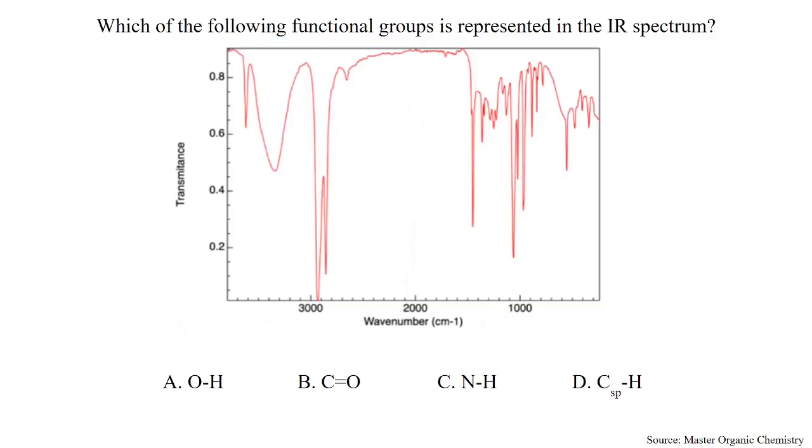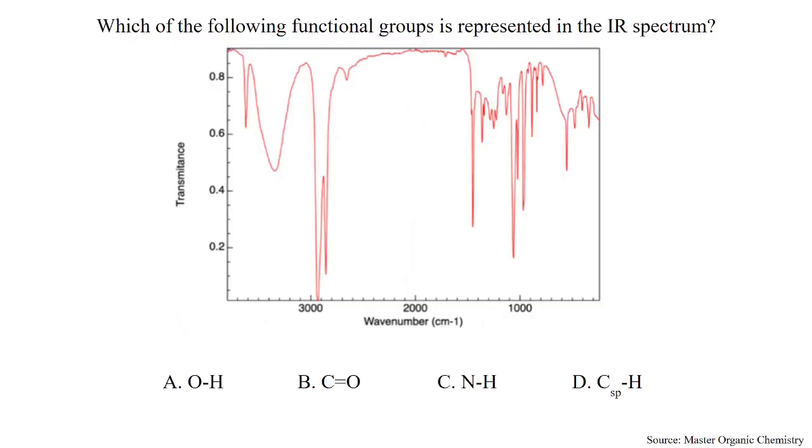Okay, so for our first example of an IR spectrum, I want you to go ahead, pause the video, and determine which kind of functional groups are represented in this IR spectrum. Once again, I highly recommend that you use the correlation table to help you do so. Okay, so let's go ahead and break it down.